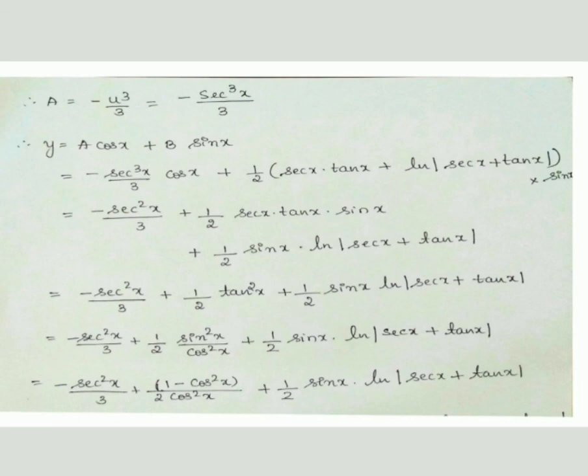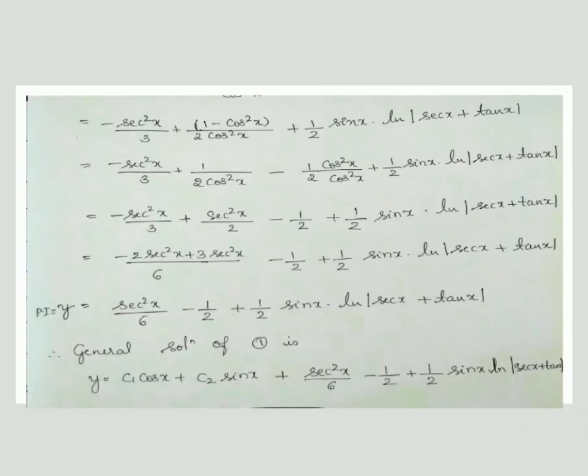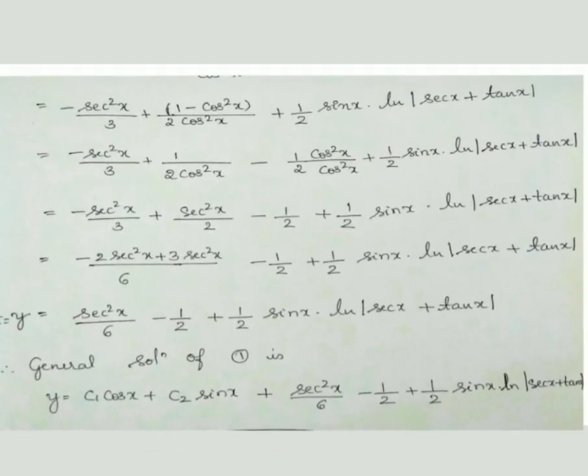Further simplify: minus secant square x by 3 plus half into tan square x, which can be written as sin square x by cos square x, plus the term will be the same. Again simplify: minus secant square x by 3 plus, now I will replace sin square x by 1 minus cos square x, that divided by 2 times cos square x, again plus half into sin x into ln of secant x plus tan x. So further simplify, minus secant square x by 3 plus 1 by 2 times cos square x minus cos square x by cos square x. So that will get cancelled, so 1 by 2 we will be left. Okay, minus 1 by 2 plus half into sin x into ln of secant x plus tan x.